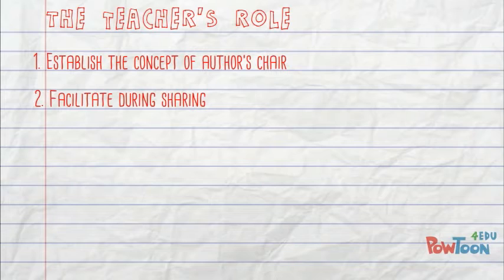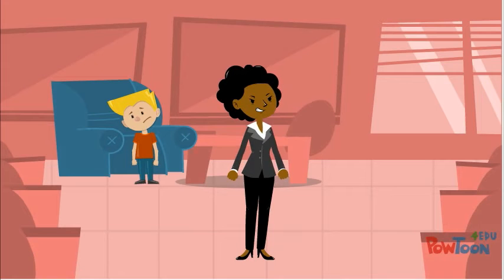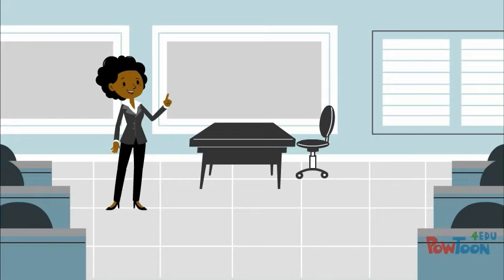Teachers should be keeping track of who has been in the Author's Chair and who hasn't. Record and document the comments of the audience. The Author's Chair could be a very good opportunity for assessment. Because students may make comments about their peers' work that may be negative and hurtful, it's important that the teacher creates a respectful sharing environment.